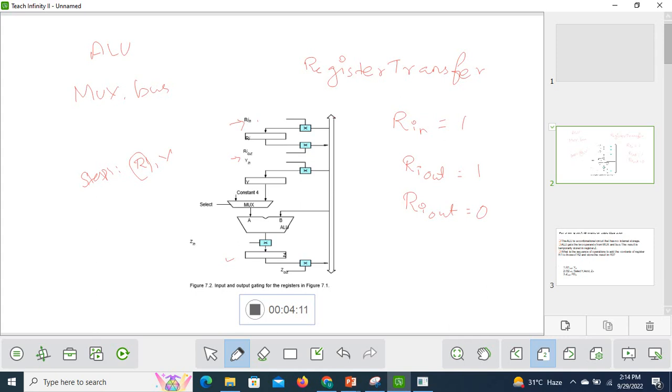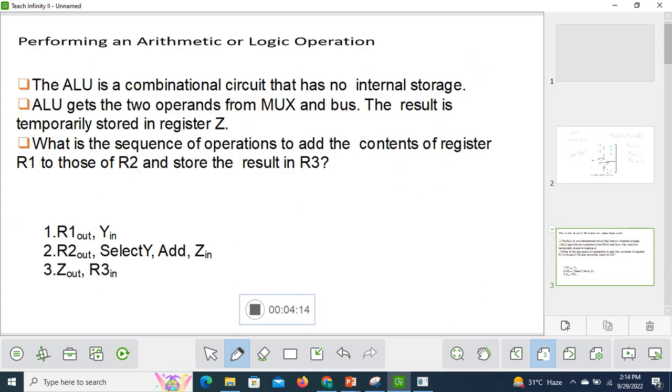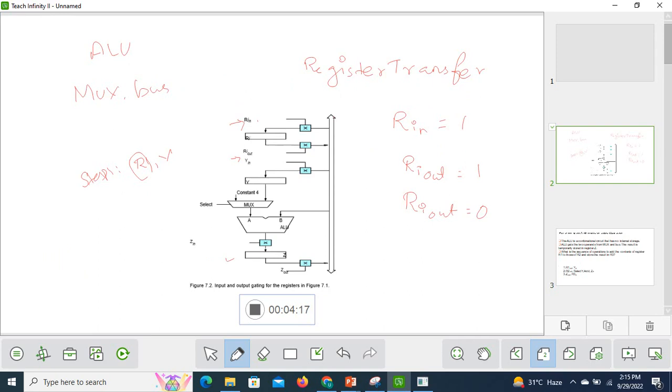So what happens for r2? So this is r2 out, select y, add comma z in. What is the meaning of this? As I said, we are using a multiplexer and bus. The multiplexer selects the signal y. So this signal will be selected, and the contents of register y are input to the arithmetic logic unit. So this value and the y contents are given here to the arithmetic logic unit. So this is the meaning of these lines.